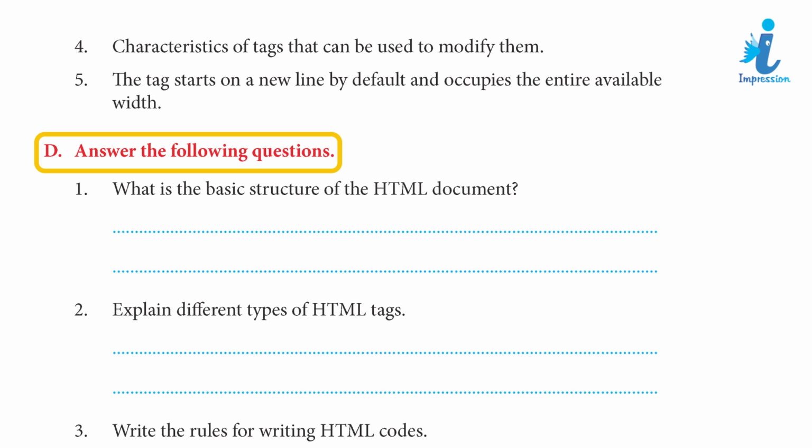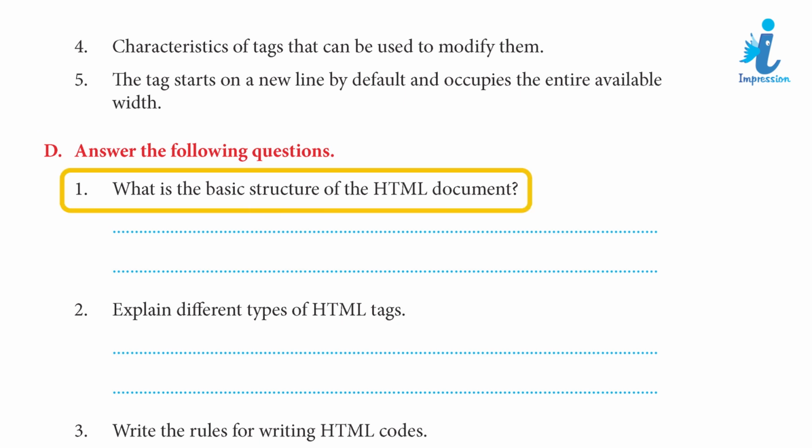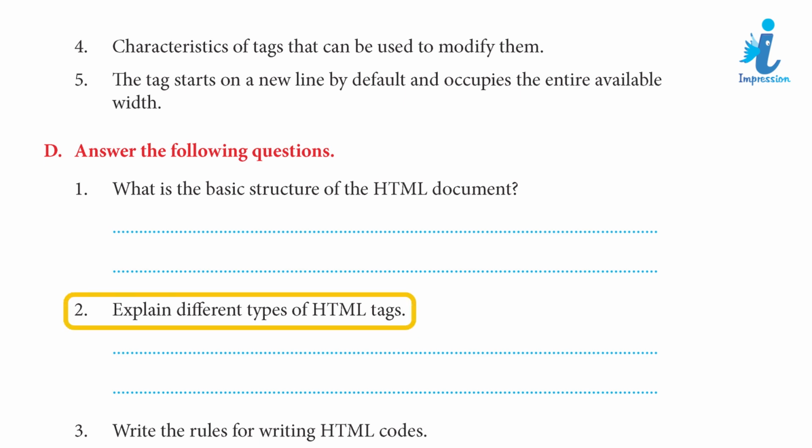D. Answer the following questions. 1. What is the basic structure of the HTML document? Answer. The HTML file is a text document that contains markup tags. The markup tag instructs the web browser on how to display the web page. 2. Explain different types of HTML tags. Answer. Container tag, empty tag, block level tag, text level tag.